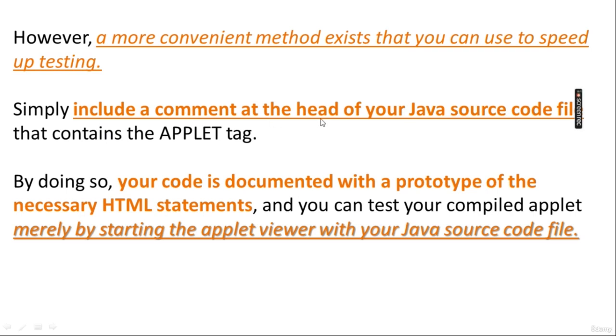Simply include a comment at the head of the Java source code that contains the applet tag. Your code is documented with a prototype of the necessary HTML statement, and you can test your compiled applet merely by starting the applet viewer with your Java source code file. So what is the more convenient method? You have to include a comment at the head of your Java source code file that contains the applet tag. After that, your code is also documented with a prototype of the necessary HTML statements, and you can test your compiled applet merely by starting the applet viewer with your Java source code file.